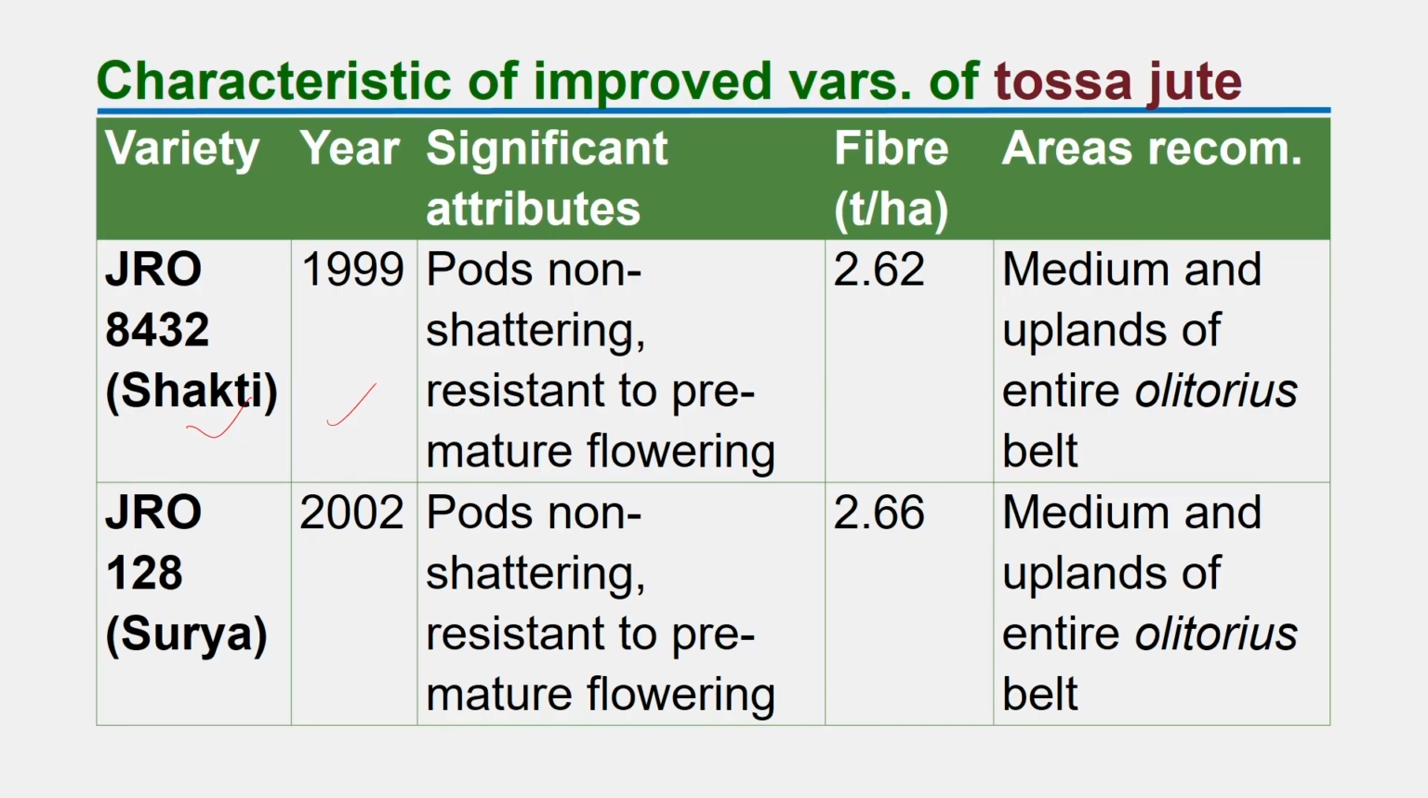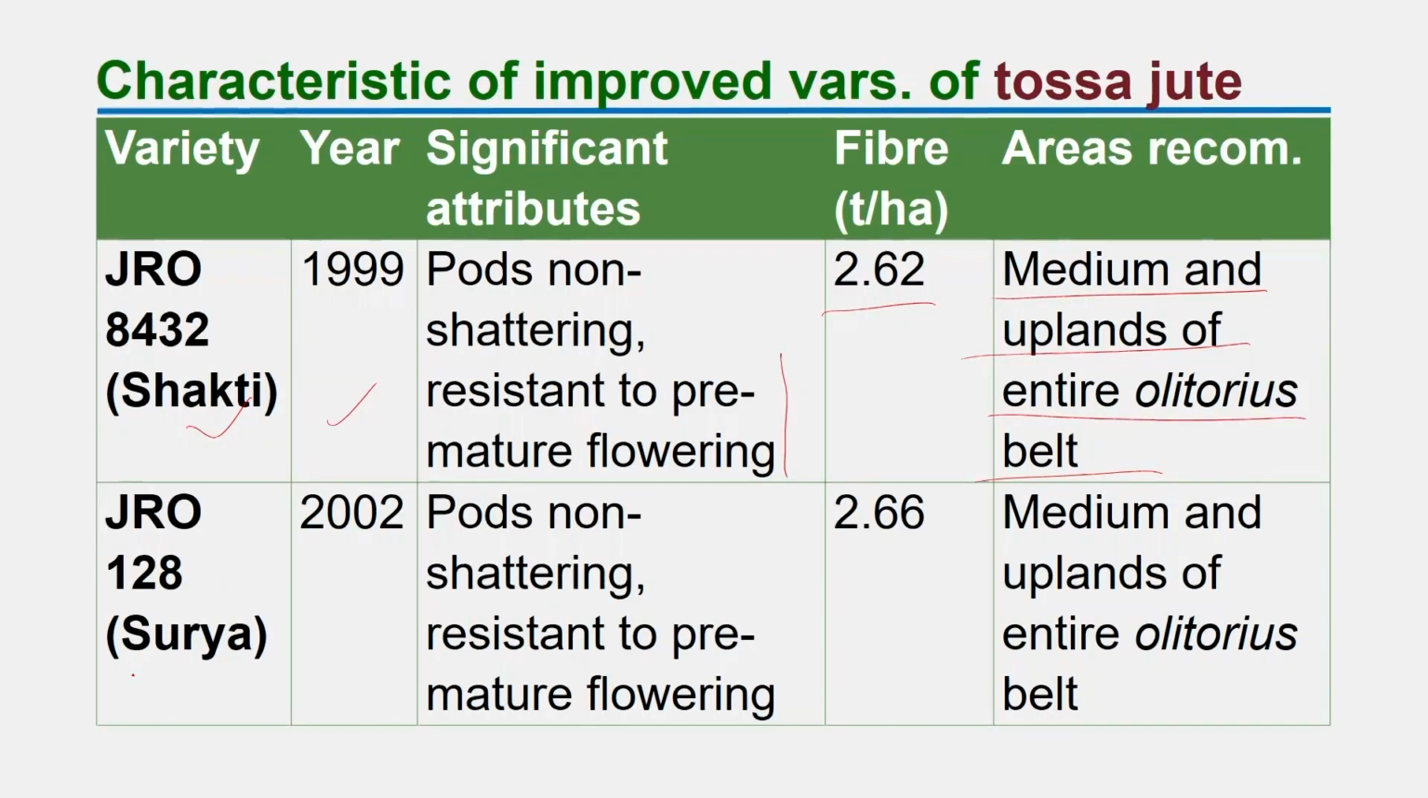Pods non-shattering, resistant to premature flowering. So that is a good trait. And the yield potential is 2.62 tons per hectare of fiber. And it is recommended for medium and uplands of entire oleaginous belt, especially in West Bengal.